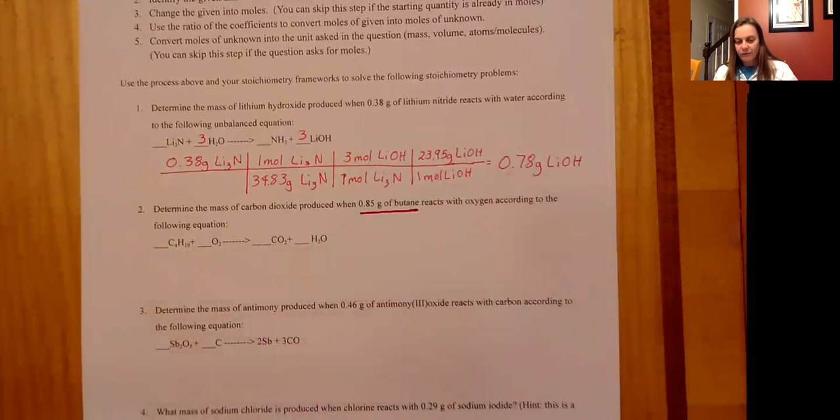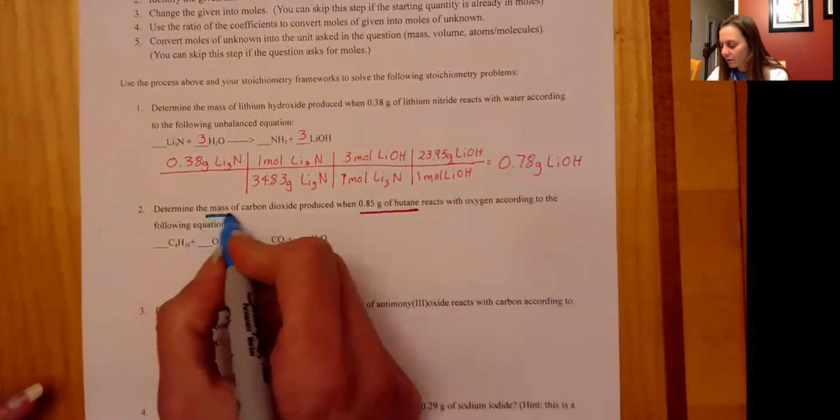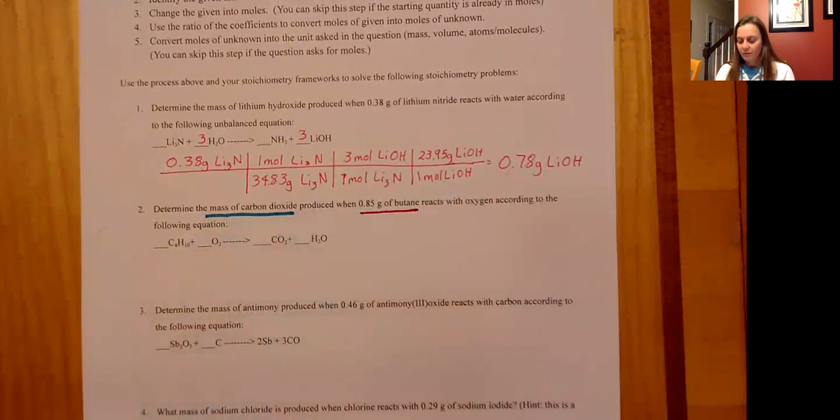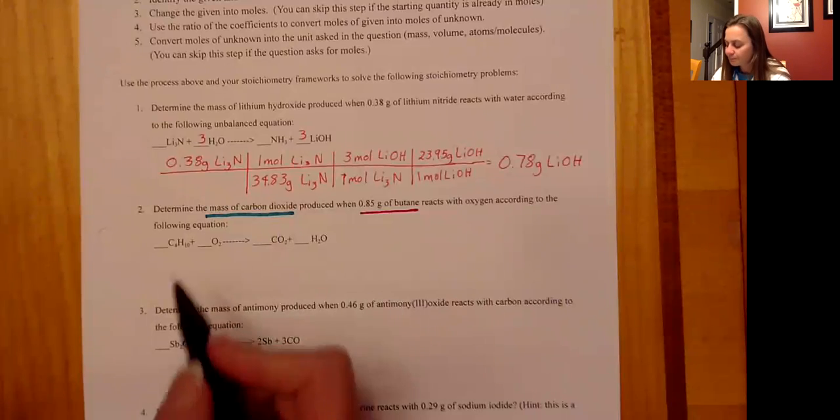And then we're asked to find the mass of carbon dioxide. So mass of carbon dioxide. So I've identified my given, I've identified my unknown. I haven't yet balanced my chemical equation. So let's jump into balancing this chemical equation.